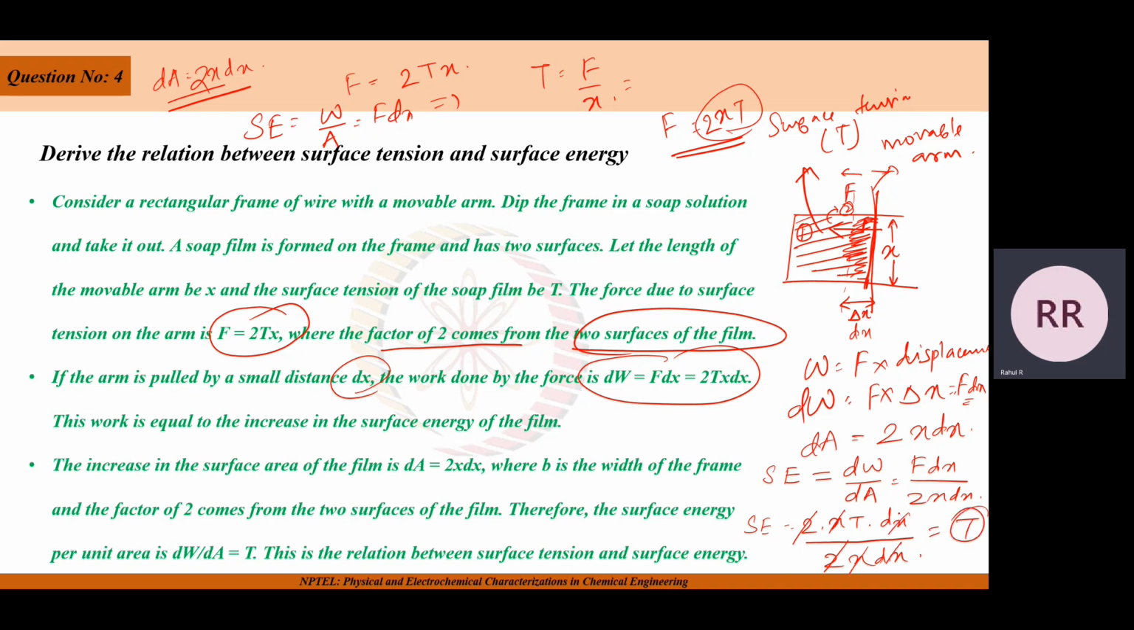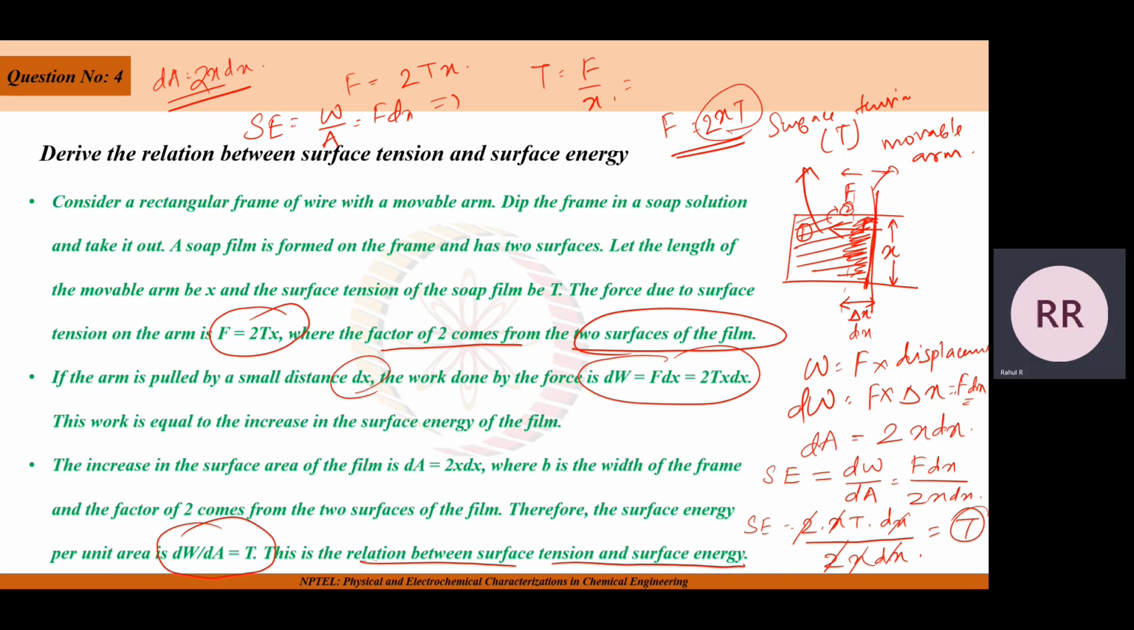That is T. So as I said earlier, the unit of surface tension and surface energy are the same, both Newton per meter. So you can see here that surface energy is numerically equal to surface tension T, which is nothing but the work done per unit area. This is the relation between surface tension and surface energy.